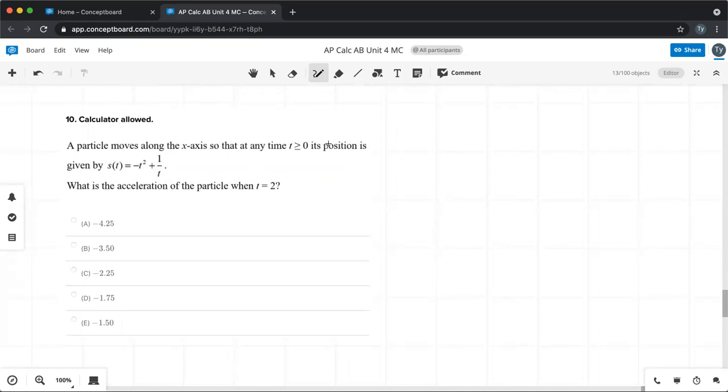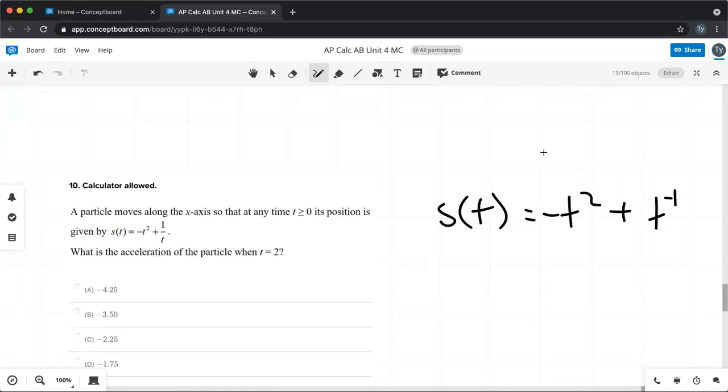I'm going to rewrite s of t so that we don't have dividing by a variable, because I don't like that. You know me by now. We can do that by negating the exponent and moving it to the numerator. So these are equivalent. 1 over t is the same as t to the negative 1. Why did I do that?